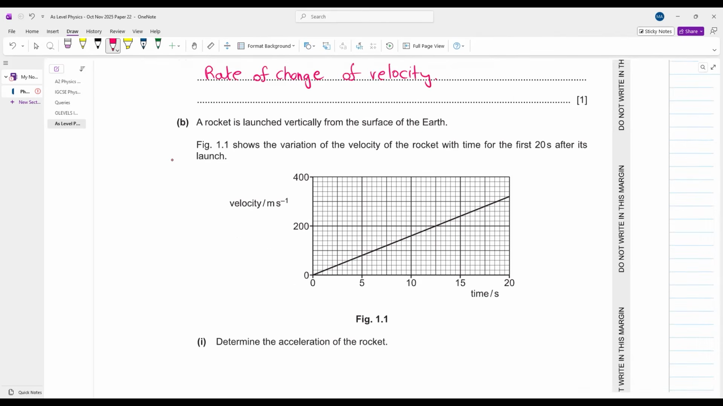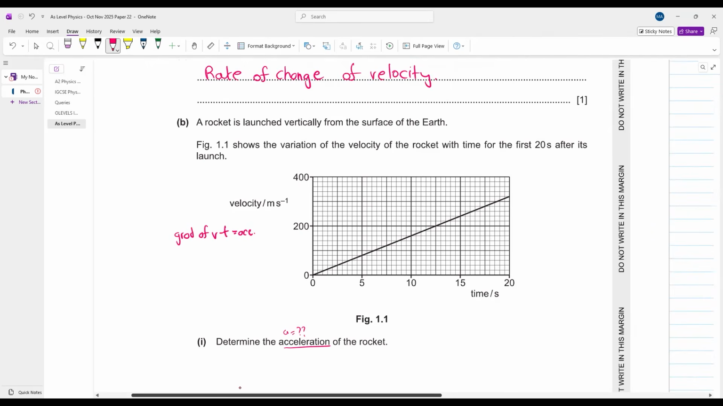A rocket is launched vertically from the surface of the earth. Figure 1.1 shows the variation of the velocity of the rocket with time t for the first 20 seconds after its launch. सही है भाई, velocity versus time graph आपको given है, perfect. Calculate the acceleration of the rocket. आपने acceleration of the rocket निकालनी है. How will you do that? You must remember that the gradient of a velocity time graph is equal to acceleration.